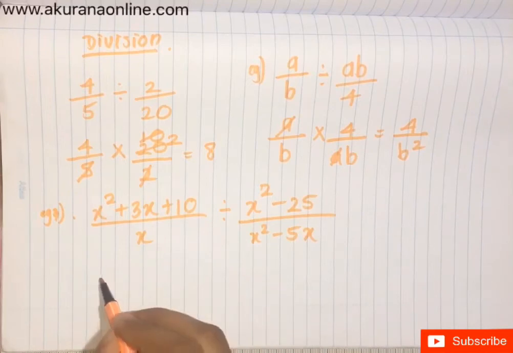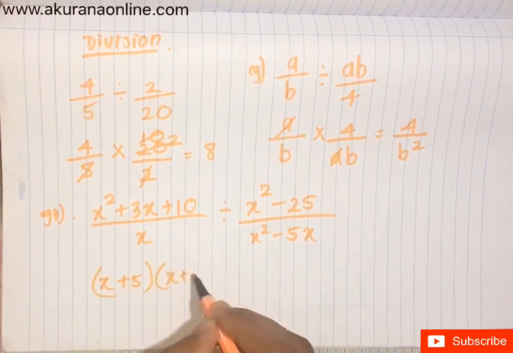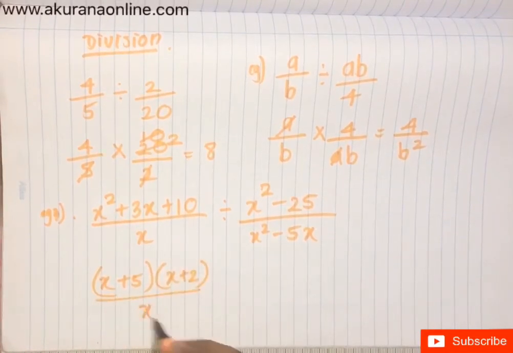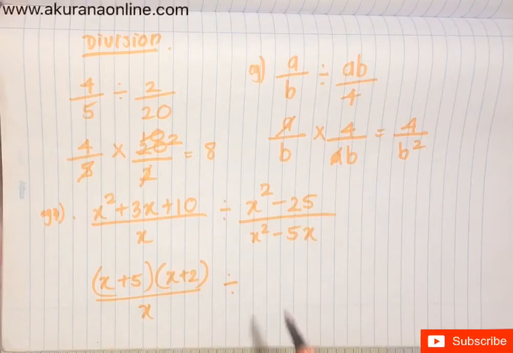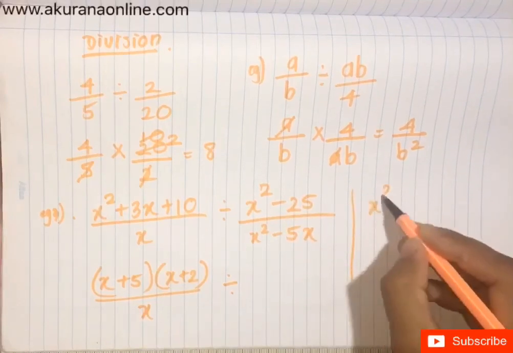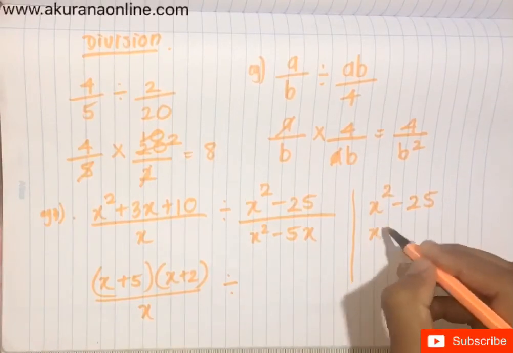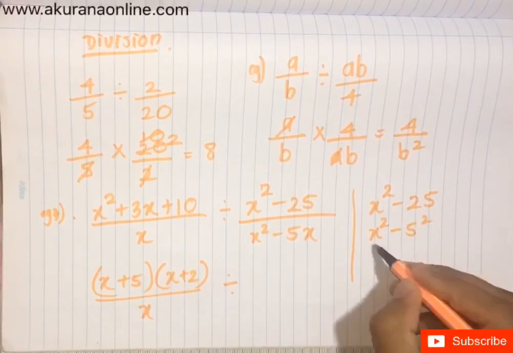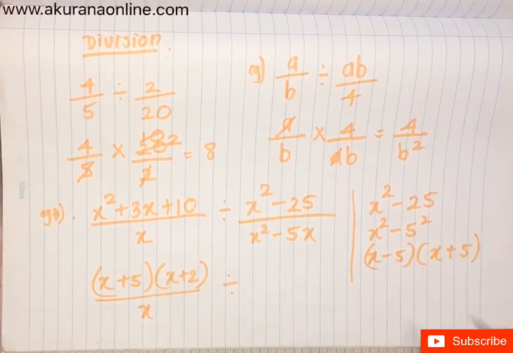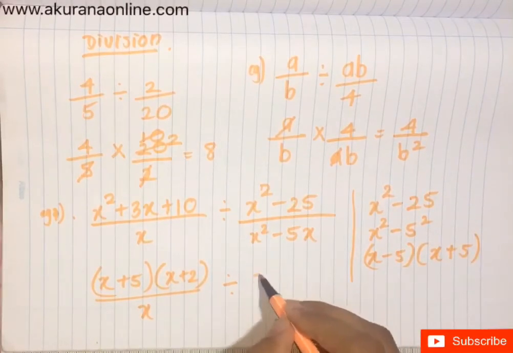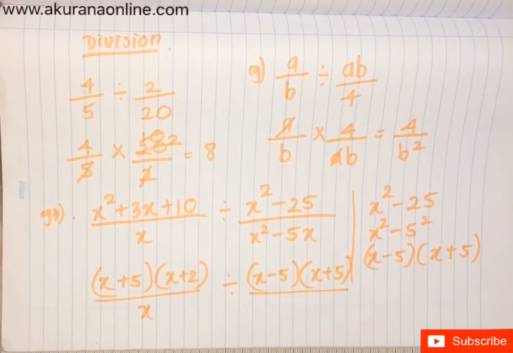If you factorize this, you will get x plus 5 and x plus 2, and the denominator will be the same. Okay. And then I'll write the same mark. How can you factorize this? x squared minus 25 can be written as a difference of two squares. You can write 25 as 5 squared. Therefore, that is x minus 5 and x plus 5. Are you clear with this part? Okay. Therefore, here if you factorize, you will get x minus 5, x plus 5. And in the denominator, you can take x out.